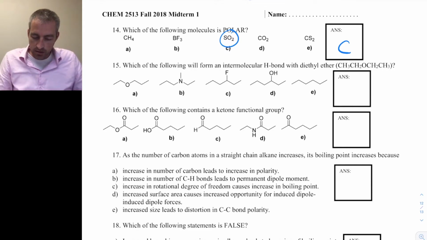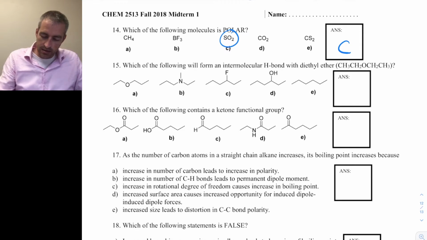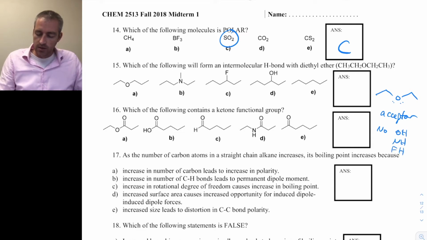which will form an intermolecular hydrogen bond with diethyl ether. Diethyl ether has this. It can act as a hydrogen bond acceptor only because it has no OH or NH bond or FH bond. So we need something that can act as a donor, and the only one with a hydrogen bond donor there is D, which is the OH. None of the other ones can. The nitrogen, by the way, has a lone pair there, no hydrogen on that nitrogen, so it cannot.